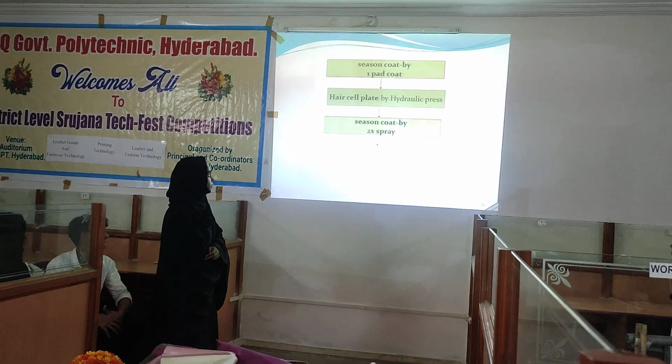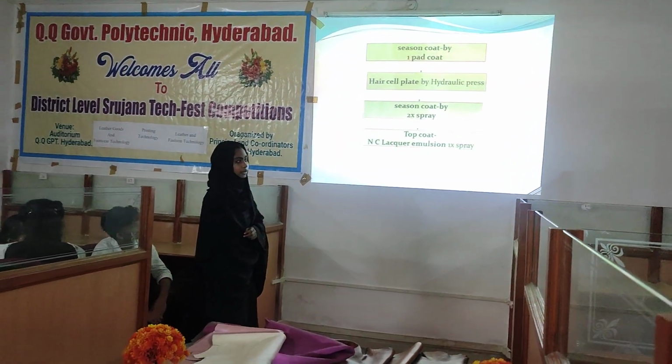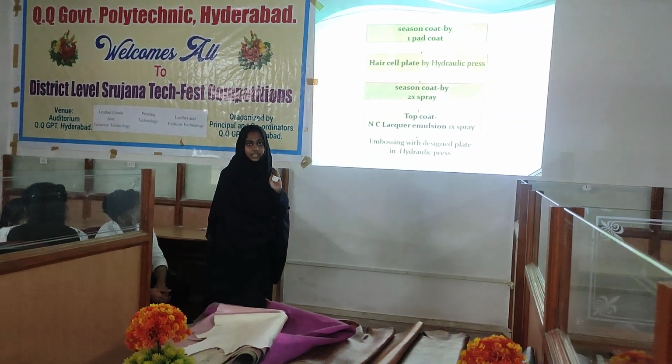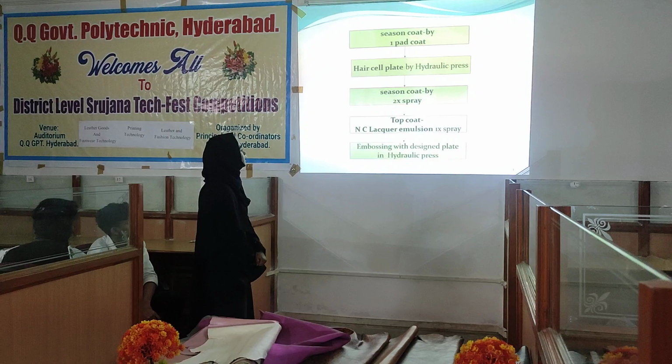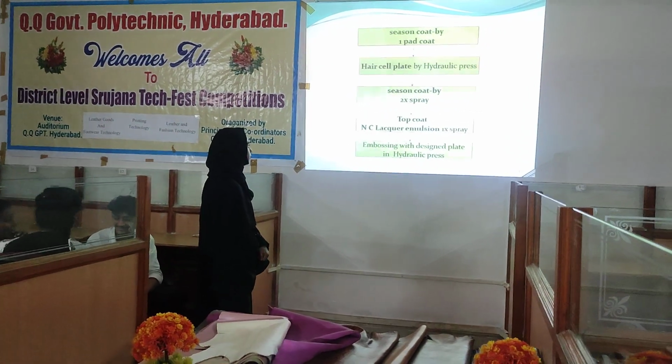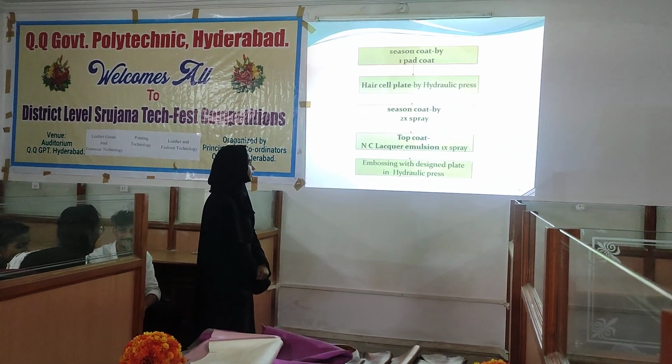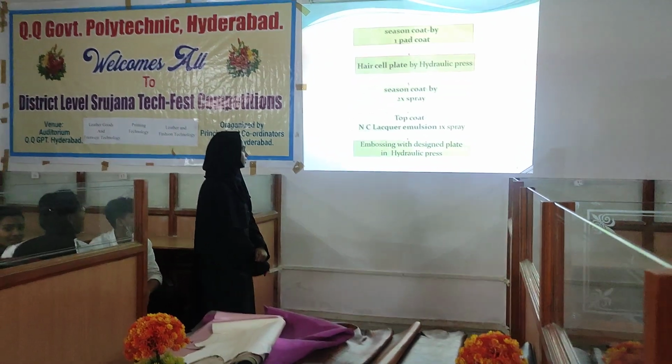Season coat is applied, 1 pad coat, heads are plated by hydraulic press. As you have already seen, there is a machine, and with its help we can do this. Season coat by 2 cross sprays, top coat, NC lacquer, emulsion 1 cross spray, embossing with design plate in hydraulic press.